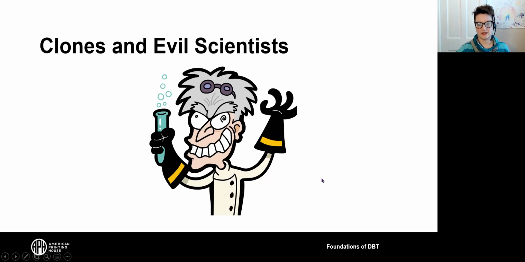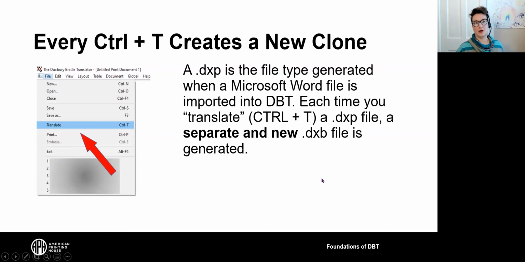So we're like the evil scientists creating a clone and then just tossing them aside. Create another clone for experimentation. Look at what Duxbury is giving me for a Braille file from my Duxbury Print file. And once I've gotten the information that I need from it, like a cackling evil scientist, I just toss it aside and return to my working Duxbury Print file.